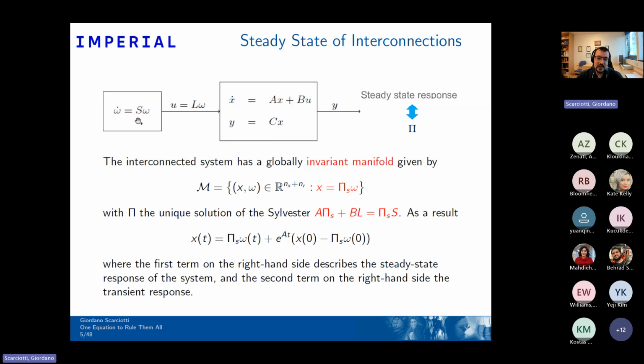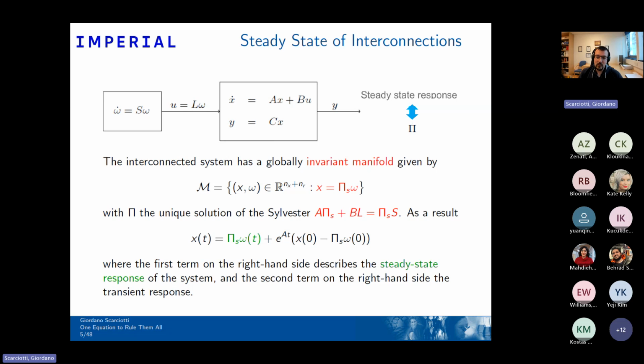And if the generator generates trajectories which are persistent in time, like, for instance, sinusoids and steps, then what we can clearly see is that pi times omega will describe the steady state, because e to the power At will go to 0, because A is Hurwitz, and then this transient will disappear, and what we are left with is pi times omega. Omega are signals which are persistent in time, like sinusoids and steps, and that means that this is going to be the steady state of our interconnection.